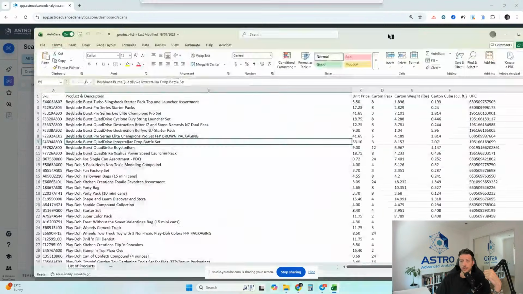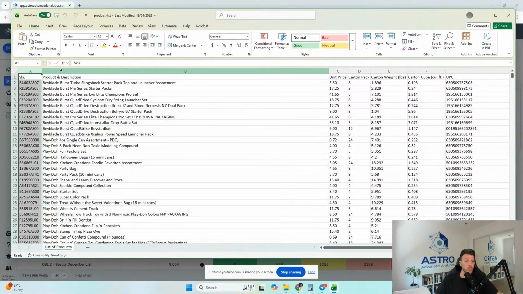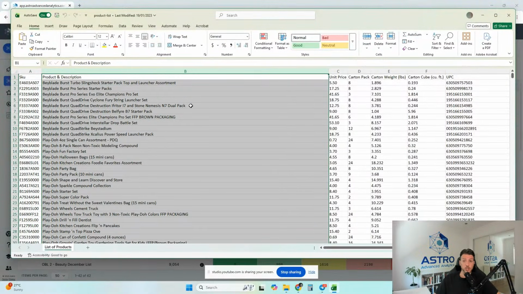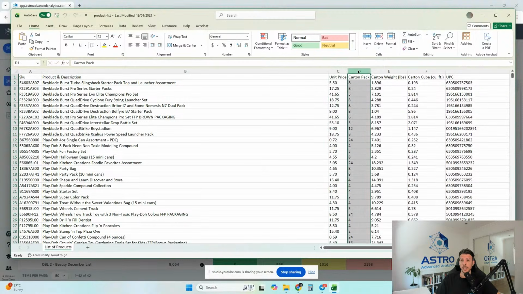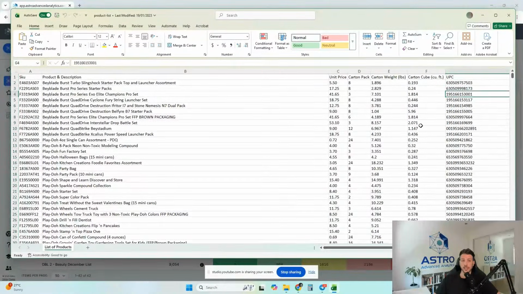So this is the price list. When you're looking at a normal price list, you've got the SKU or the item number, product description, price. This one has a carton, so it's telling you it comes in 8 packs, 12 packs, 3 packs, carton weight, cubic feet of the actual carton, and the UPC. What's most important for us is the UPC and the price. That's what we want. All the other stuff is just a bonus.